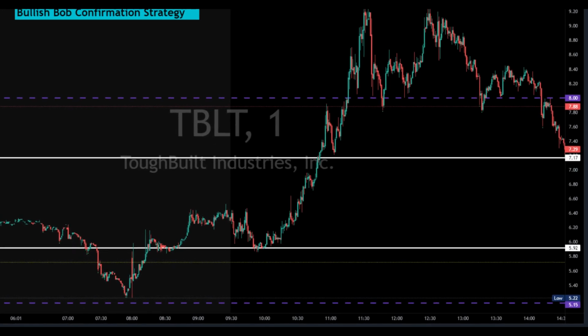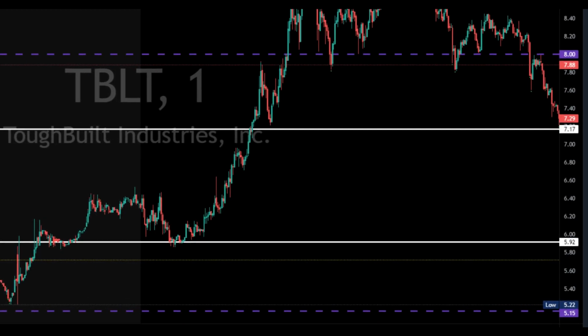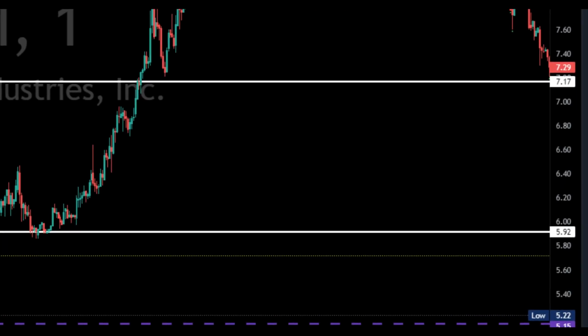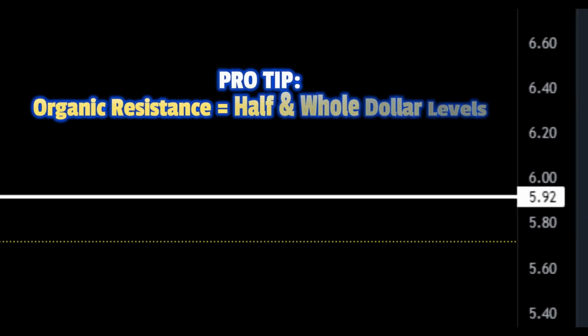The first resistance I see on my chart is $5.92. Now, I'll also keep in mind that we have an organic resistance at $6. That's a whole dollar test. This means I may not have a line there on my chart, but I always want to keep this in mind as a possible resistance.